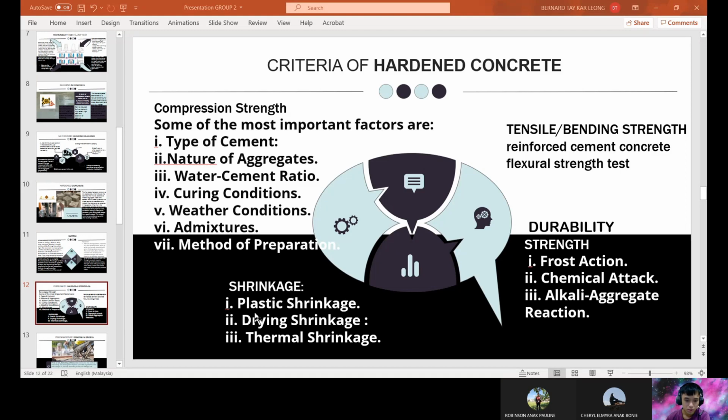Okay, shrinkage: plastic shrinkage, and the second one is drying shrinkage. The third one is thermal shrinkage. Okay, tensile bending strength, reinforced cement concrete, flexural strength test. Okay, durability strength. The first one is frost action. The second one is chemical attack. The third one is alkali aggregate reaction.